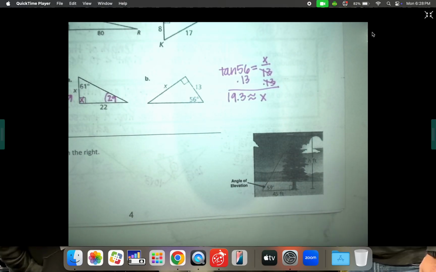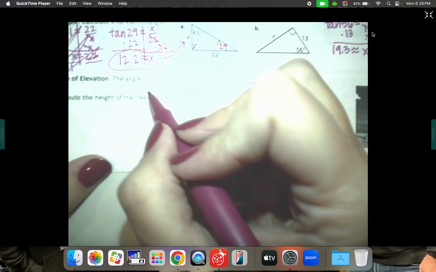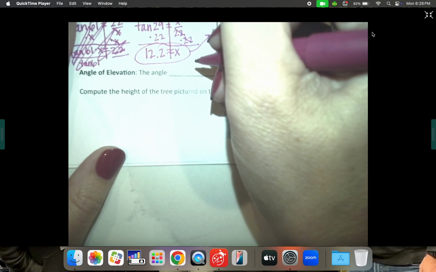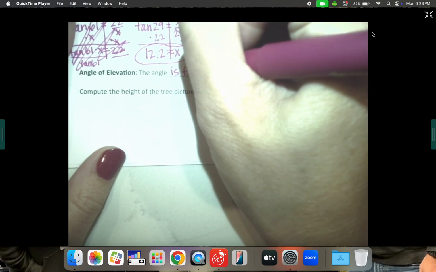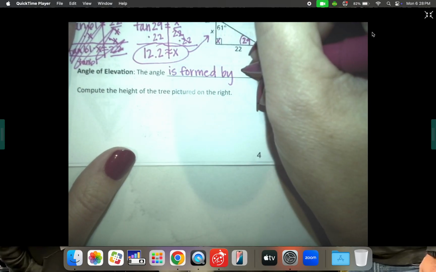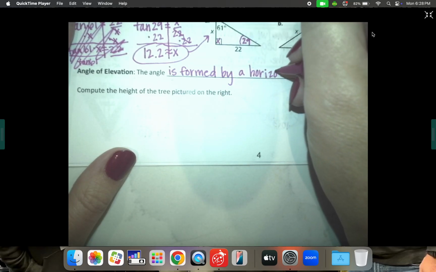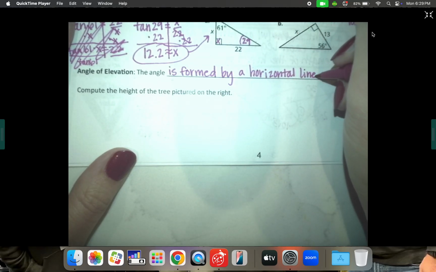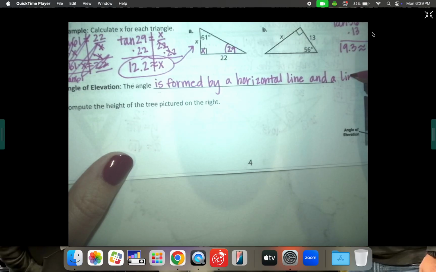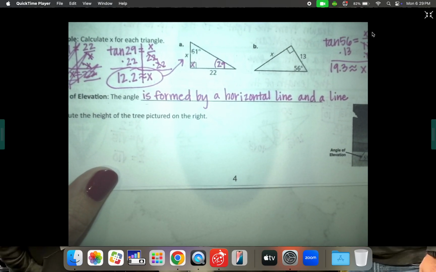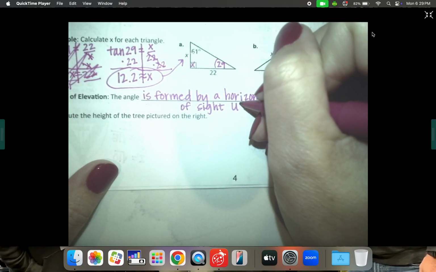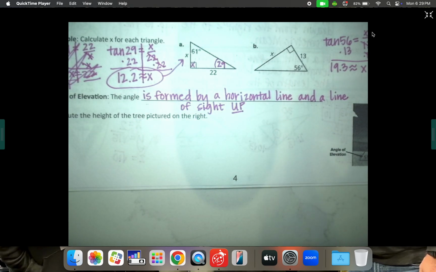Okay, the very last question is about elevation, angle of elevation. What you should know about the angle of elevation is that it is a very specific angle. The angle is formed by a horizontal line. I'll show you that in just one sec. So it's formed by a horizontal line and a line of sight up. So it's formed from the horizontal line and the line of sight going up to an object.